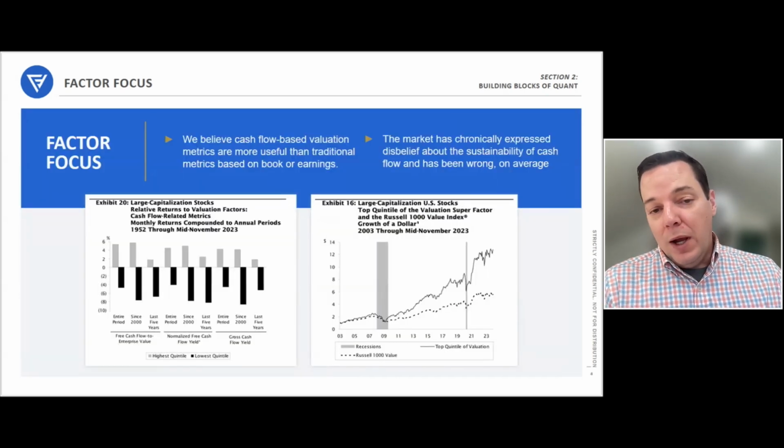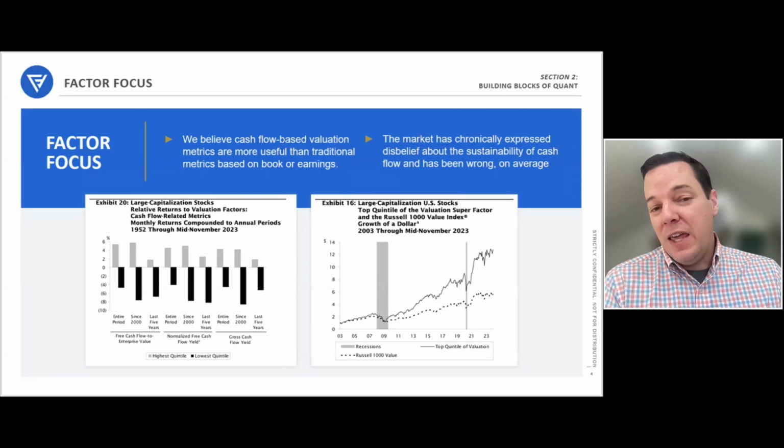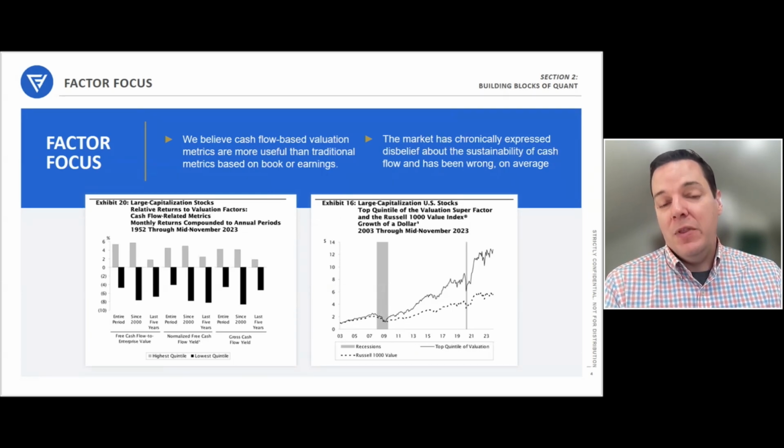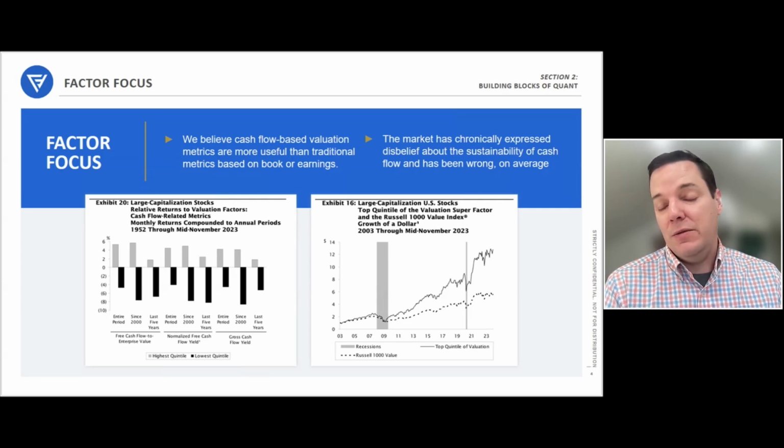So again, I mentioned we're big believers in the efficacy of cash flow metrics because we think they have delivered better alpha over time than something that's more traditional, like the way that Russell defines the index, their Russell 1000 Value index, and they focus a lot on book or earnings. Those things can be useful, but ultimately we see free cash flow as delivering better performance.